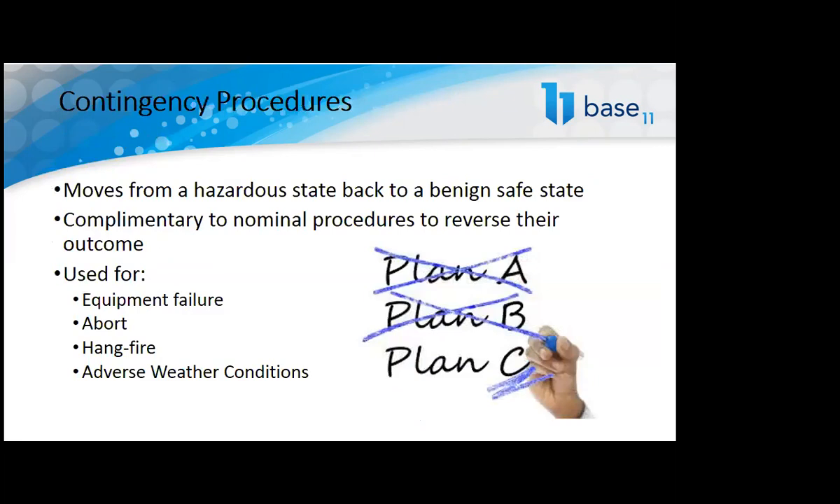So contingency procedures move the hazardous state back to a benign, safe state. It's a complementary process to the normal procedures to reverse their outcomes. And then usually you use contingency procedures for things like an equipment failure, you have an abort on the pad, a hang fire, or adverse weather conditions, or in some cases, air traffic. Let's say the range decides that you can't fly because we got airplanes flying overhead.